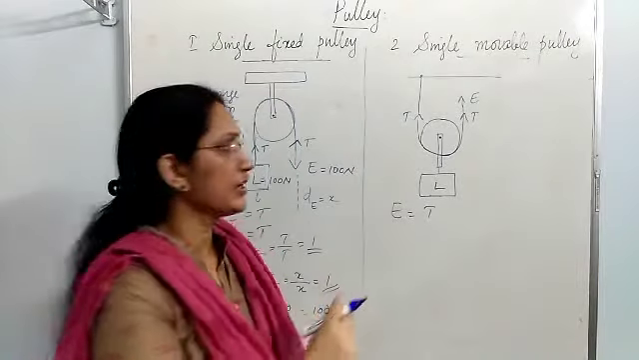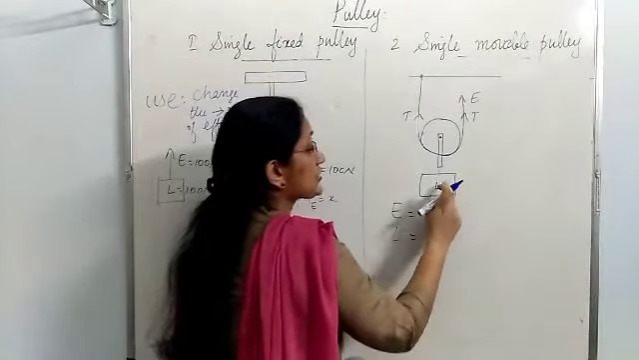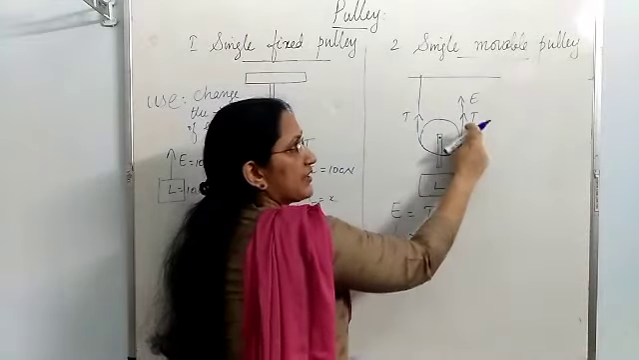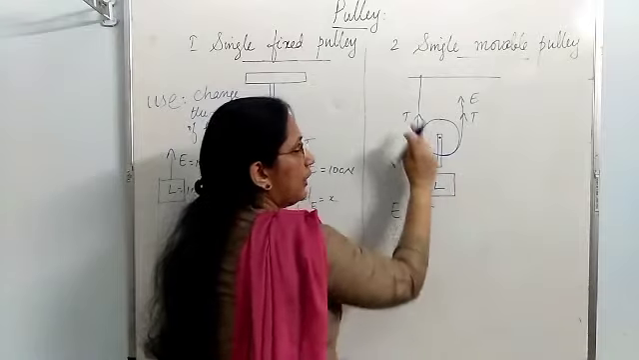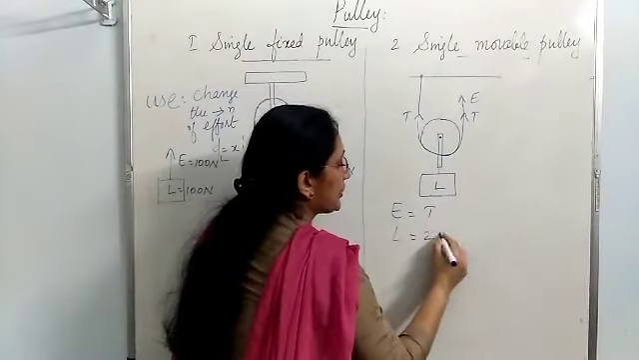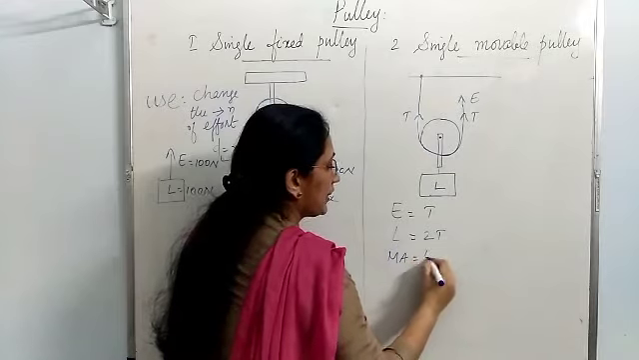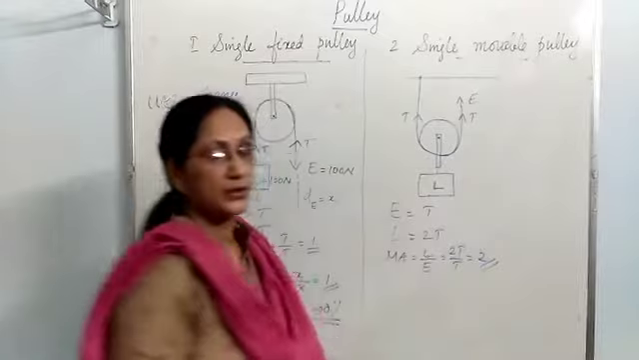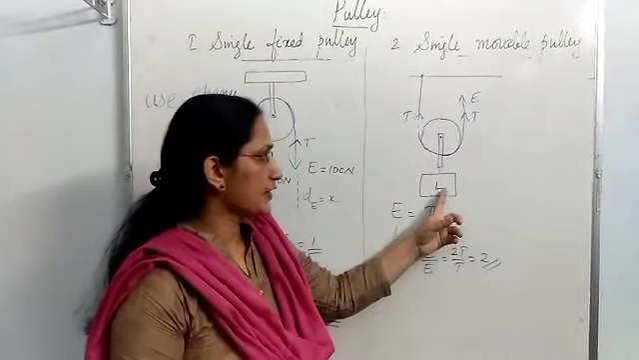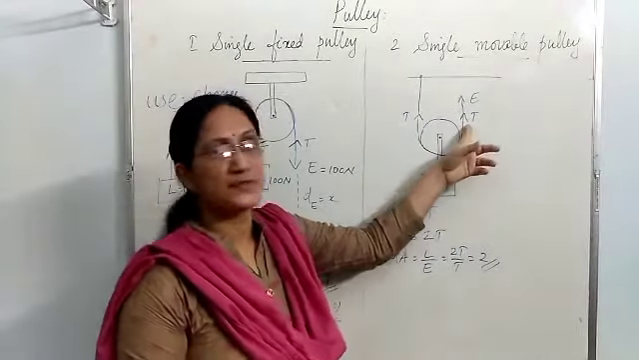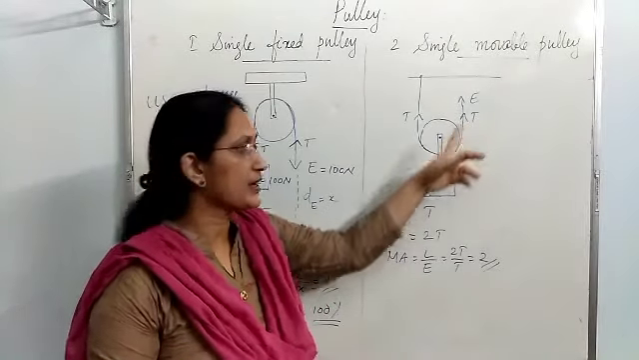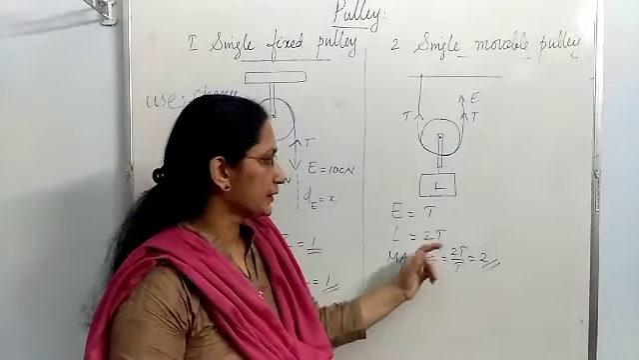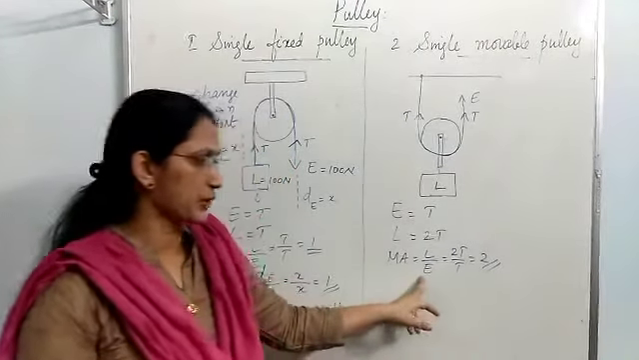Effort and tension are equal, and load is held in position by two rope segments, each having tension T. So L is equal to T plus T, 2T. So MA is equal to L by E, that is 2T by T, that is 2. Since load is held in position by two rope segments having tension T each, at equilibrium L is equal to T plus T, 2T. So MA is equal to 2. It is calculated like this.